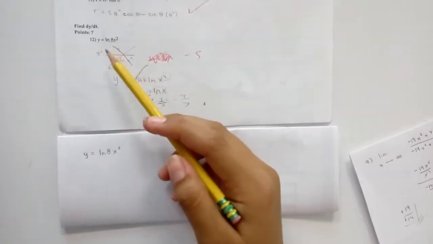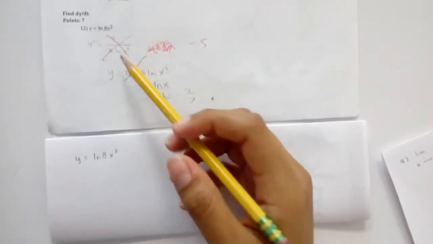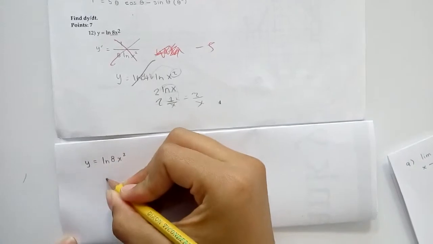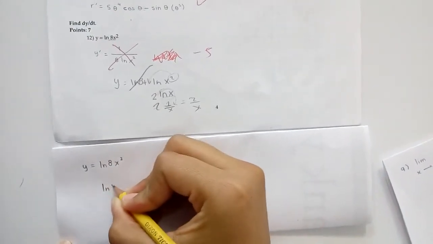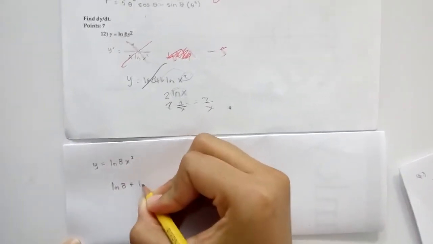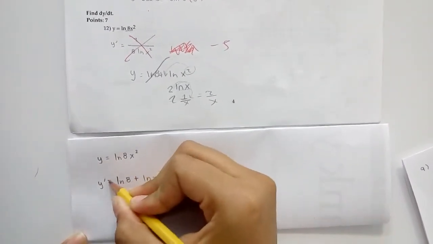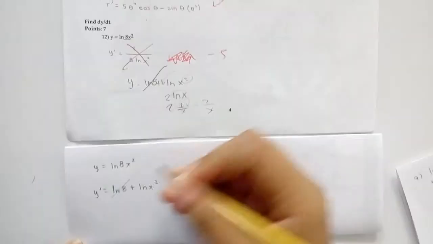I had to derive y equals ln 8x squared. So since this is a multiplication, when you multiply, you have to turn it into an addition. So it turns into ln 8 plus ln x squared. And then since this doesn't have x, we can just cancel it out.